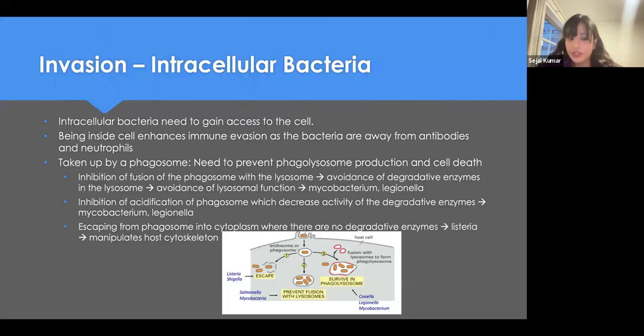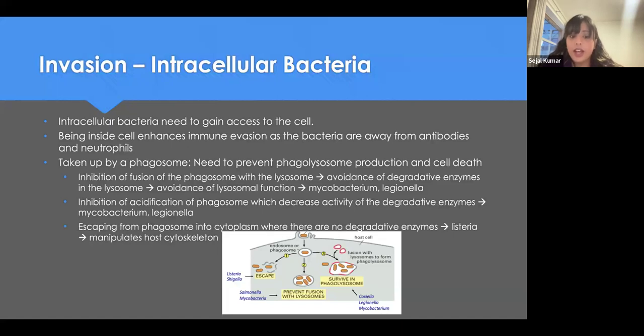They can do this in 3 different ways. And I put a diagram in here which shows this really well. You could just put that in the exam in an essay. The first way is by inhibiting fusion of the phagosome with the lysosome, and that avoids the degrading enzymes in the lysosome from degrading the bacteria, basically preventing lysosome function. Mycobacterium and Legionella do this.